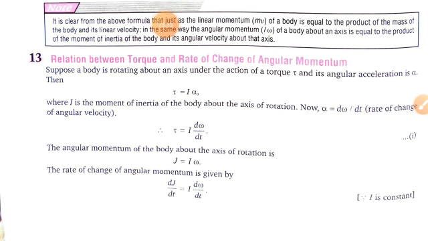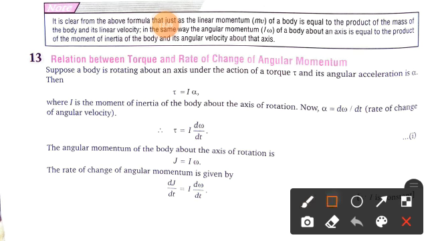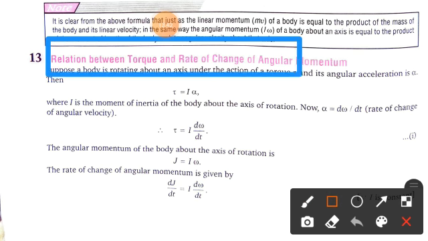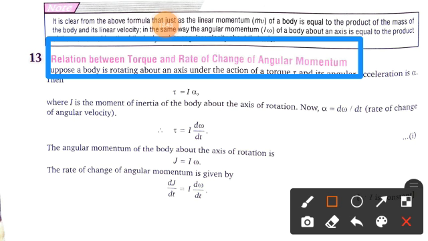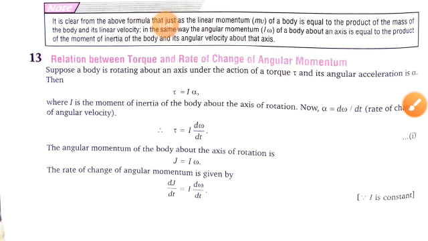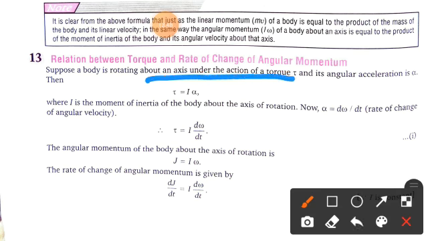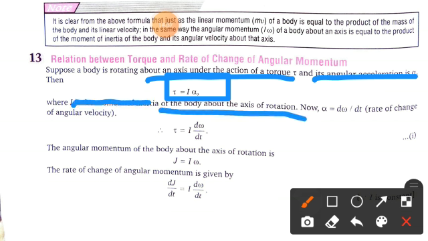Clear? Fine. Now the same thing, we have to set up a relation between the torque and the rate of change of angular momentum. Clear? You can see here, this one we have to discuss now. Suppose a body is rotating about an axis under the action of a torque tau, and its angular acceleration is alpha. So you can write the relation like tau is equal to I multiplied by alpha, where I is the moment of inertia of the body about the axis of rotation.